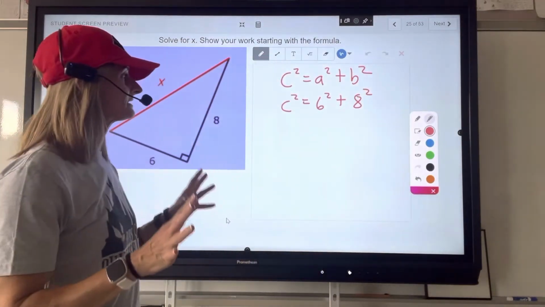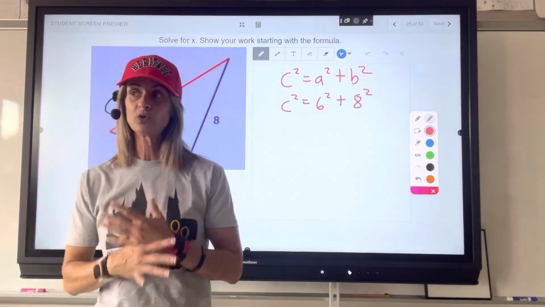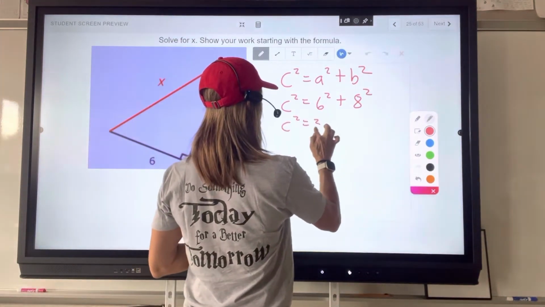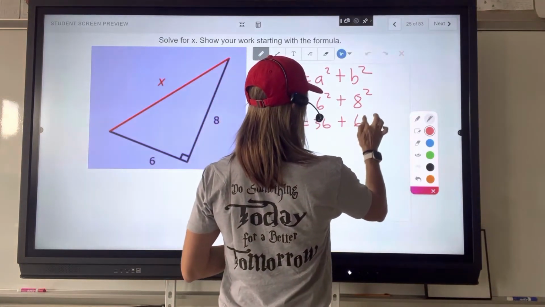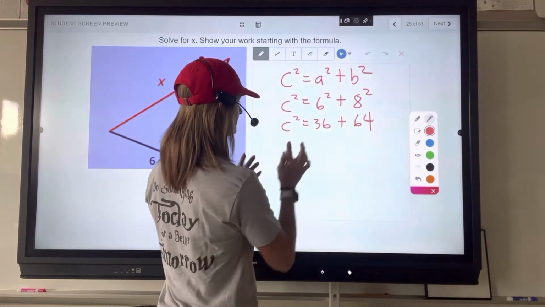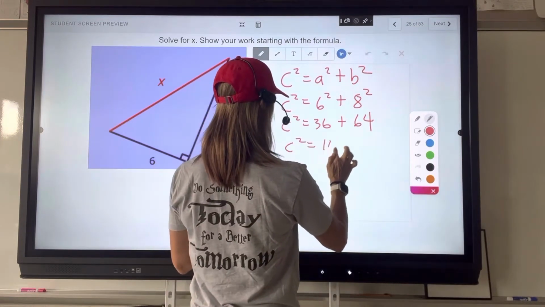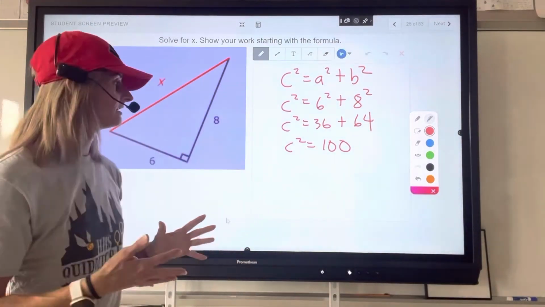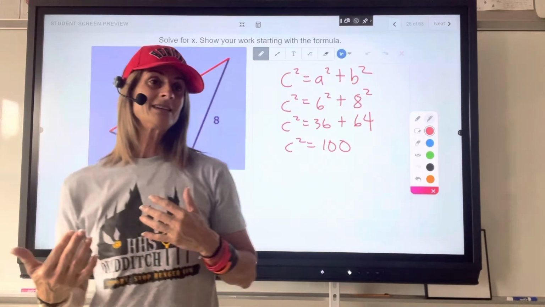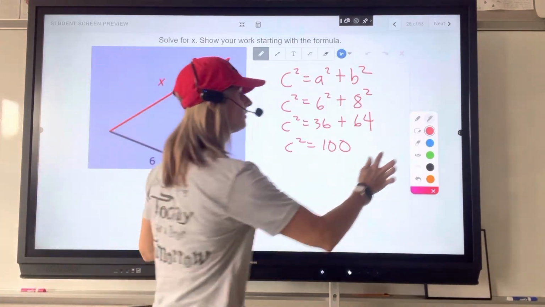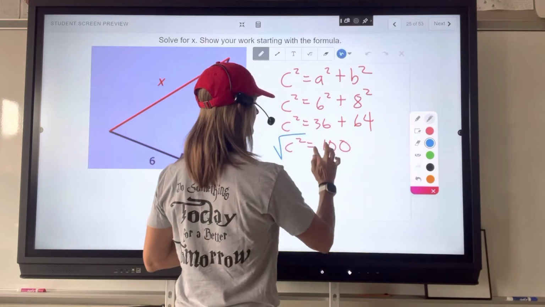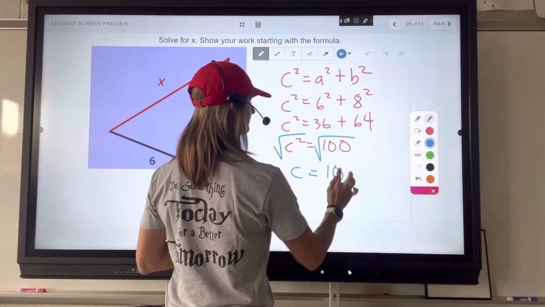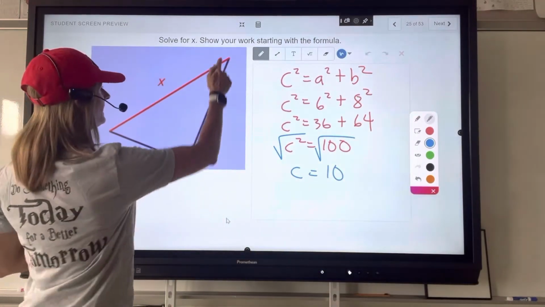Now, common mistake is to add the 6 and the 8 here. We have to first square those two numbers because of order of operations. So, C squared equals 36 plus 64. Now we can add those two numbers together. Another common mistake is to say the answer is 100. This is actually C squared. We need C. So to find C, we have to take the square root of both sides. The square root of C squared is C. Square root of 100 is 10. So the length of this missing side here is 10.